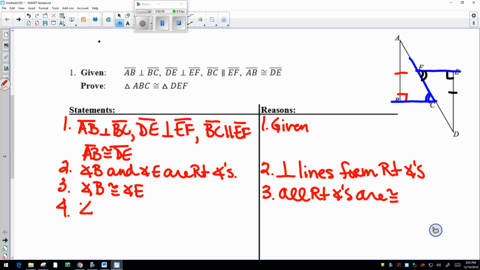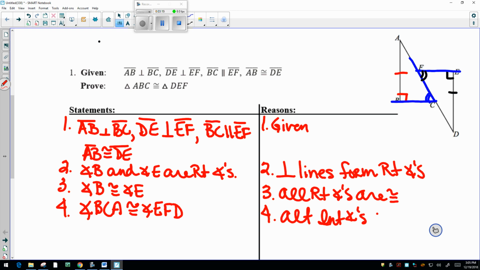I can see angle BCA is congruent to angle EFD. And we know that those are alternate interior angles, so we're going to say over here, alternate interior angles are congruent when the lines are parallel. So that gives us three congruent statements.